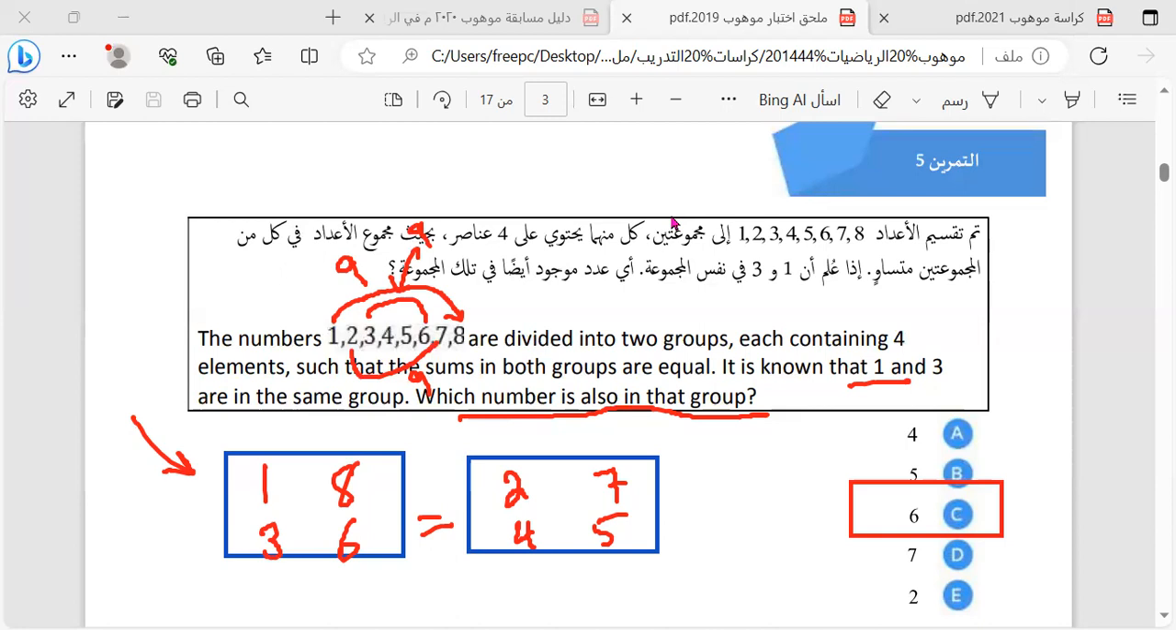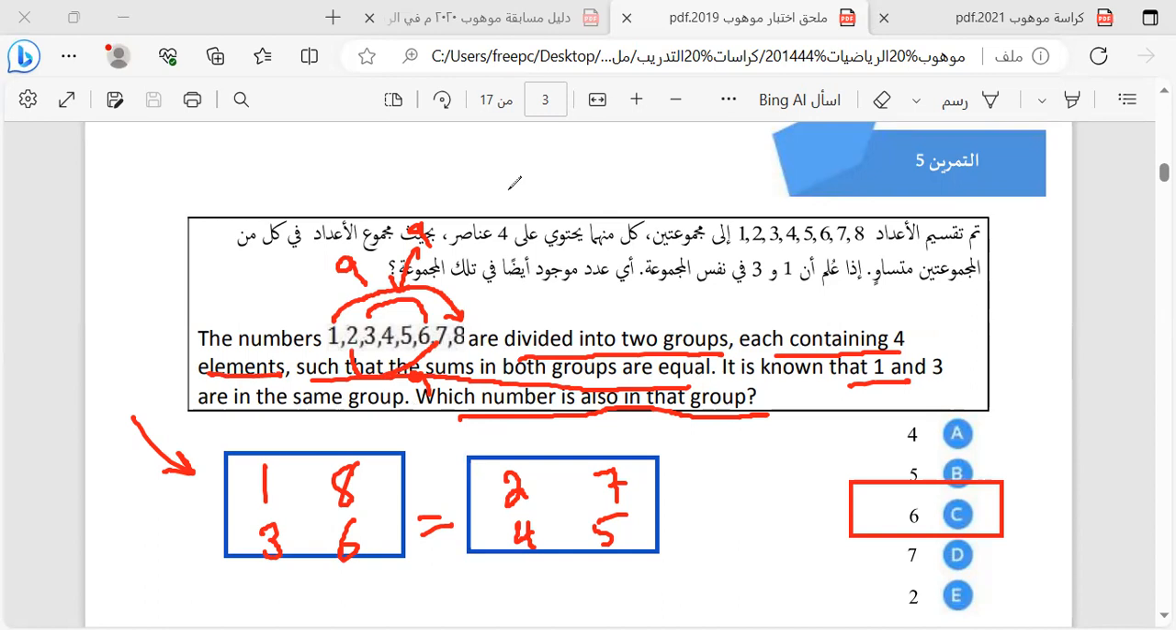We put 1 and 8 in the same group because 1 plus 8 is 9, and then 3 plus 6 is 9. Because we said dividing into 2 groups, each containing 4 elements, such that the sum in both groups is equal. How to make them equal? We add the smallest one with the biggest one. Is it clear?